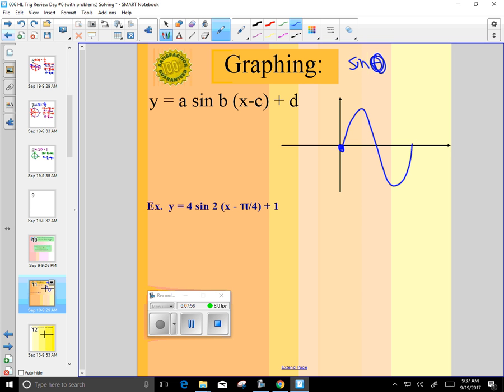Show me with your iPads you found this spot. It's kind of brownish slide. Good. Kaylee, did you find it? Great. Okay.